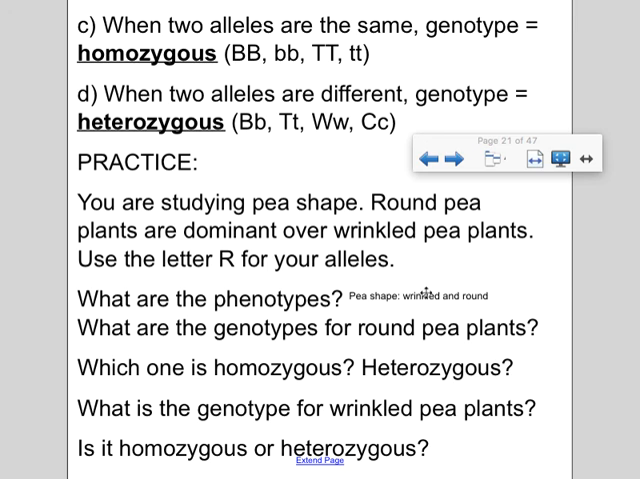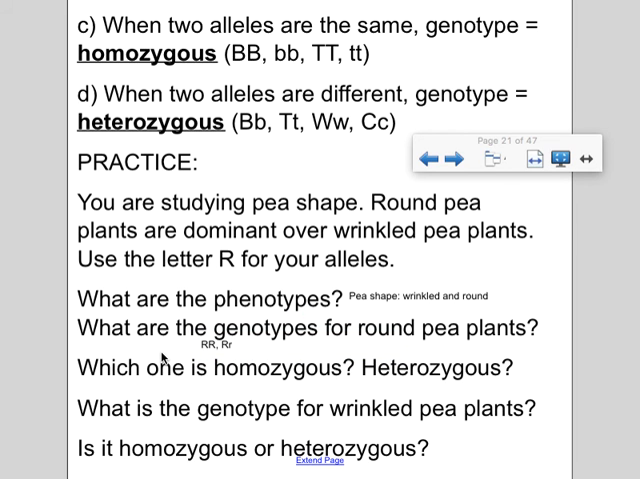Then it says, what are the genotypes for round peas? So, the genotypes are the letters. What letter combinations could I have that would represent round pea plants? Big R, big R. Very good, because big R is dominant over little r. And so round is dominant over wrinkled, so you could be big R, big R, or big R, little r.